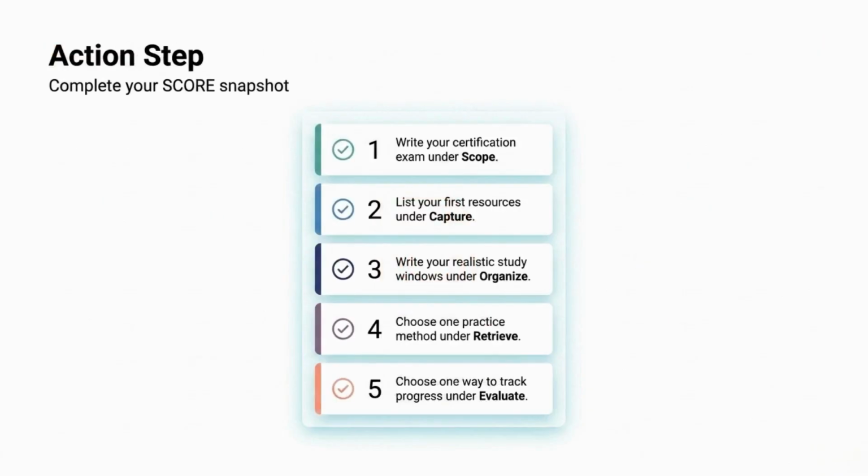Before moving into the next section, complete a quick SCORE snapshot. Write your certification exam under Scope. List your first study resources under Capture. Write your realistic study windows under Organize. Choose one practice method under Retrieve, such as flashcards, practice questions, teach back, or labs. Then choose one way to track progress under Evaluate, such as an error log, practice tracker, or readiness checklist. You do not need to complete the full system yet. This snapshot simply gives you a starting point for the rest of the course.